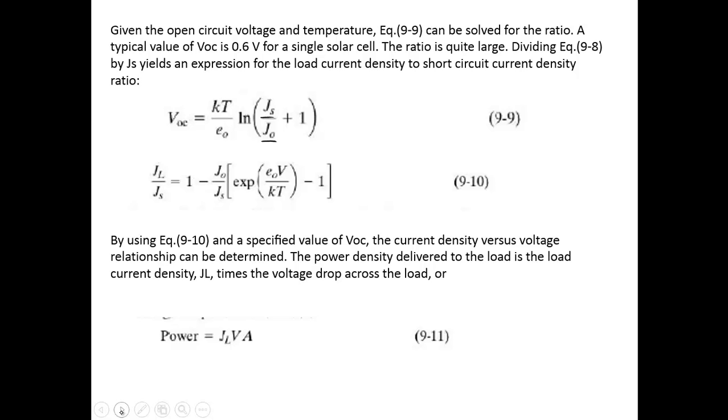Dividing the prior equation from the prior slide by J sub S yields an expression for the load current density to short circuit current density ratio. By using that equation and a specified value of the open circuit voltage, the current density versus voltage relationship can be determined. The power density delivered to the load is the load current density times the voltage drop across the load.